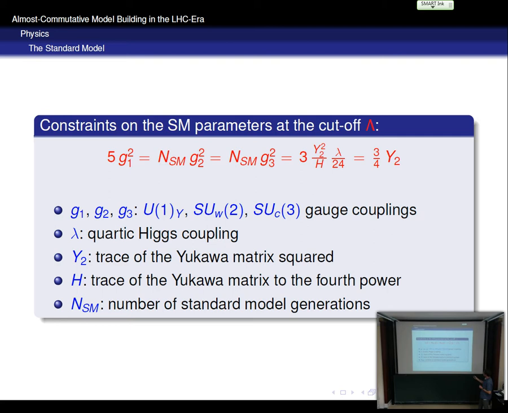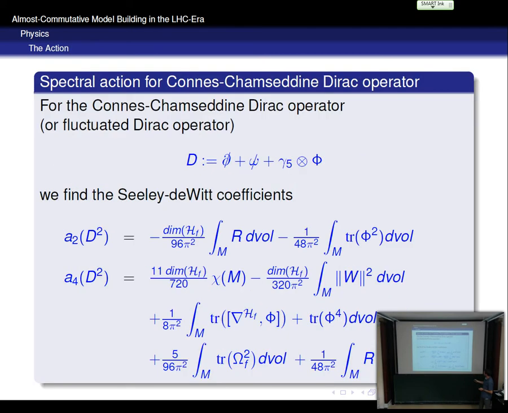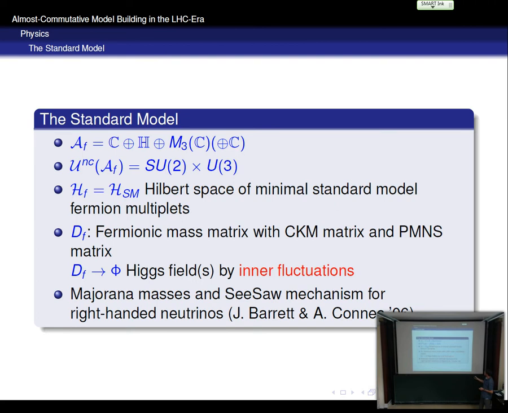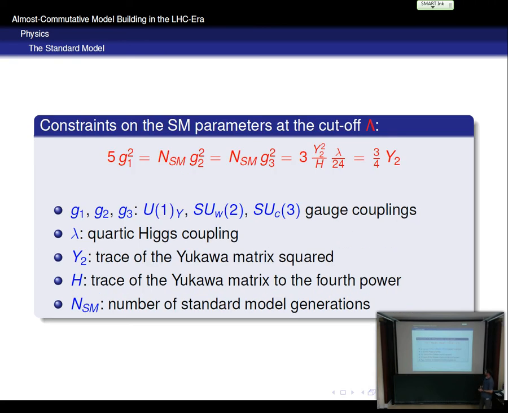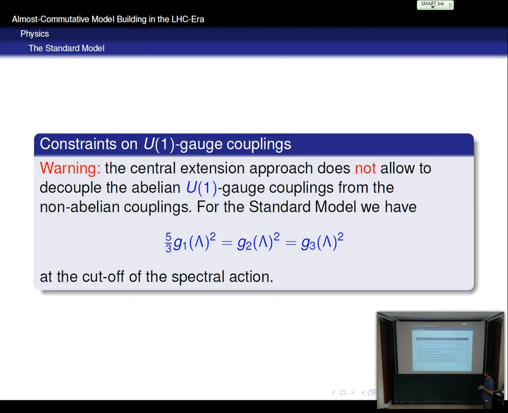This here comes from the square of the Dirac operator, which is basically the trace of the Yukawa matrix squared, and the trace of the Yukawa matrix, or inner Dirac operator, to the fourth power. And this is how the quartic coupling, the lambda, the coupling in front of this term here, comes into the game, and you get this kind of constraint. The question is now, if we plug in the numbers we know, can we fulfill this constraint? So is the standard model a good model in this sense in noncommutative geometry? And we make a few extra assumptions.